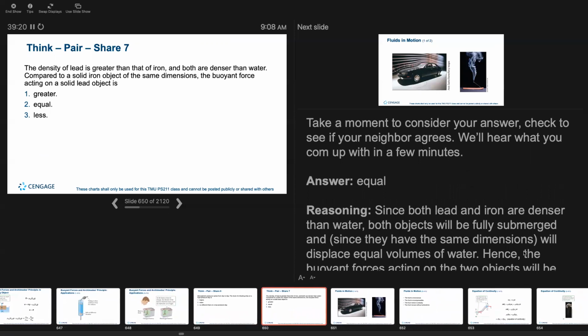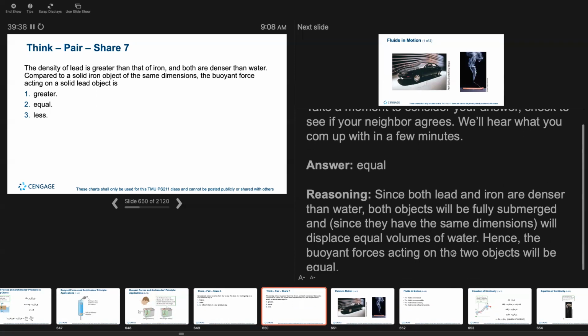Here's another one. The density of lead is greater than that of iron, and both are denser than water. Compared to a solid iron object of the same dimensions, the buoyancy force acting on a solid lead object is, the answer is equal. Since both lead and iron are denser than water, both objects will be fully submerged, and since they have the same dimensions, they will displace an equal volume of water. Hence, the buoyancy forces acting on the two objects will be equal.